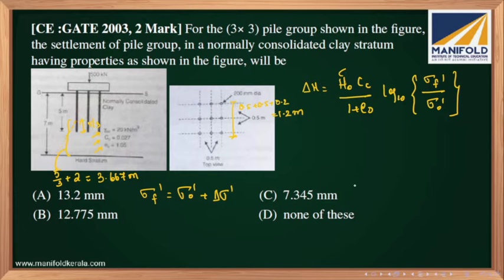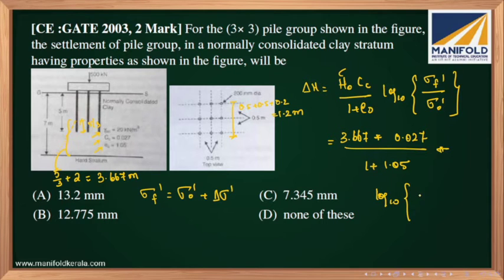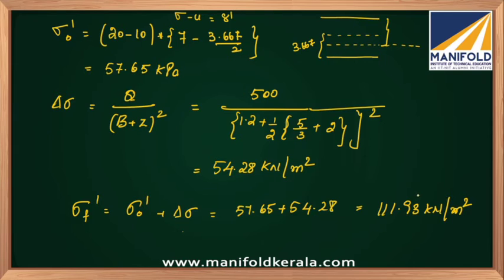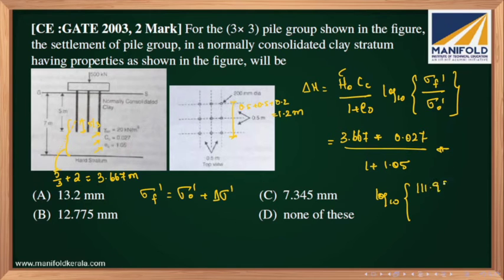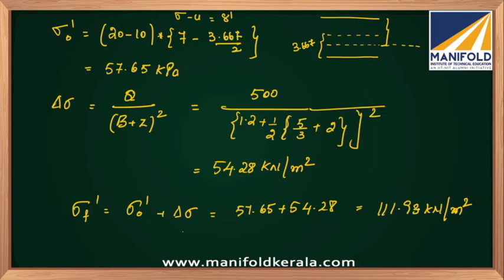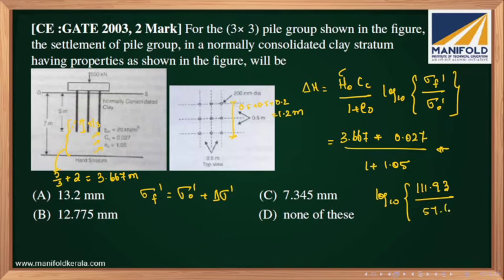So by substituting these things in our formula, what is H naught? 3.667. Cc was given as 0.027 and 1 plus E naught, which was given as 1.05, into log to the base 10, sigma F dash divided by sigma naught dash. Sigma F dash is 111.93, and sigma naught dash is 57.65.